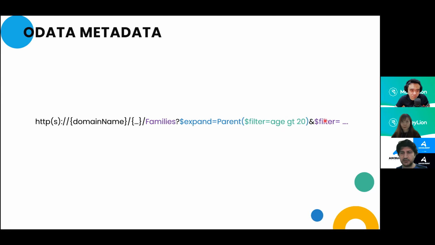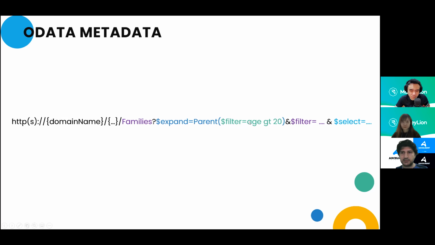Then you can have another filter outside. If I have another filter outside, this filter applies to the families, and the filter that I have inside the parentheses applies to the parents. And on top of that, I can do a select. So you can mix things together to get whatever result is desirable for you.